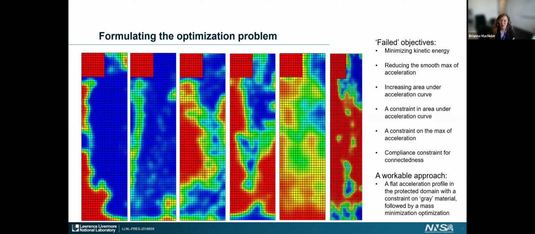So we did come up with a workable approach. What we finally landed on was a flat acceleration profile as our target objective, but not just flat, but flat at a specific value.